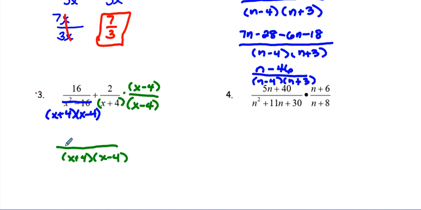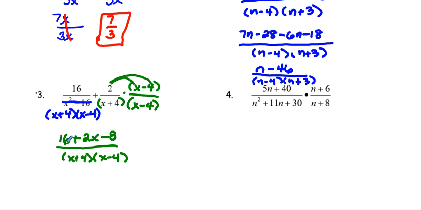Bring the 16 down, and then the 2 will distribute to the x minus 4. So I have a plus right here, so plus 2x minus 2 times 4, 8.